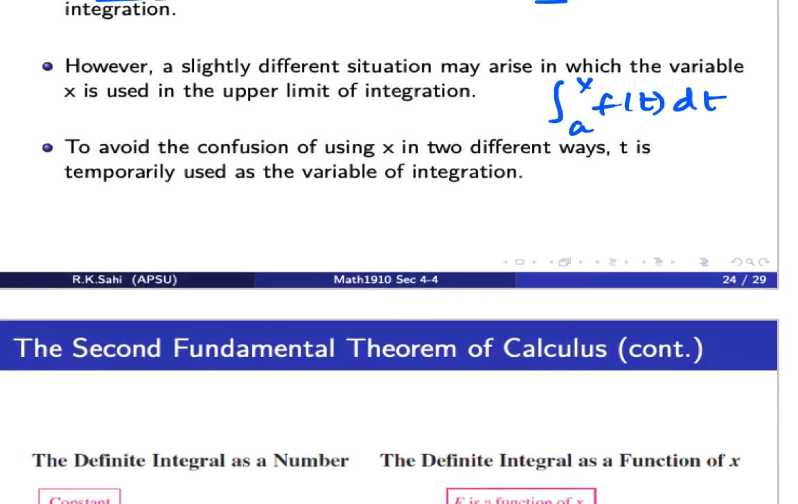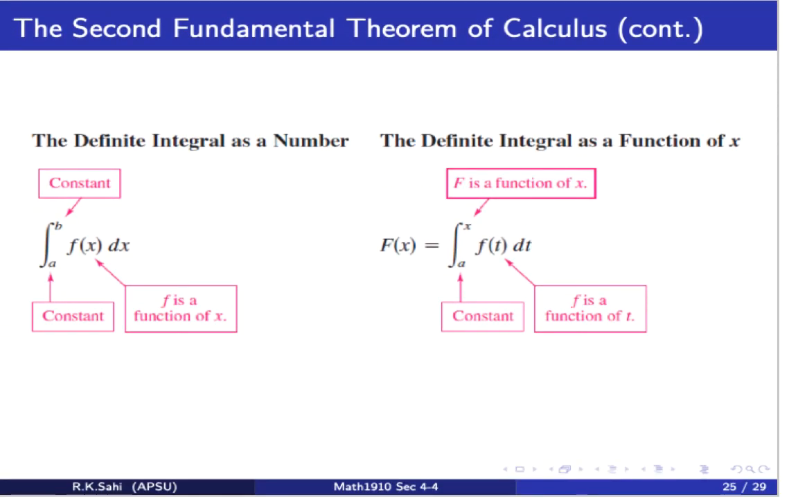So here is the nicer way of looking at it. Here it is, a constant. The definite integral is a number, and f is a function of x. Where this definite integral is a function of x, it means one of the limits is a function of x. So the integrand inside now becomes a variable of t. So what does the second fundamental theorem of calculus say?